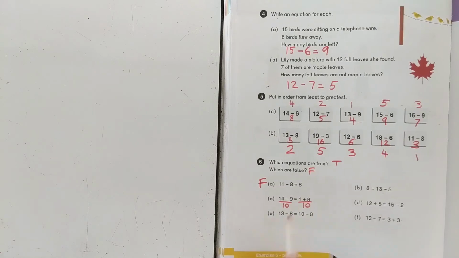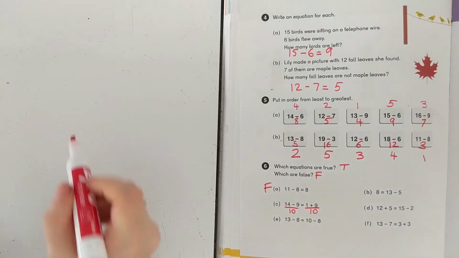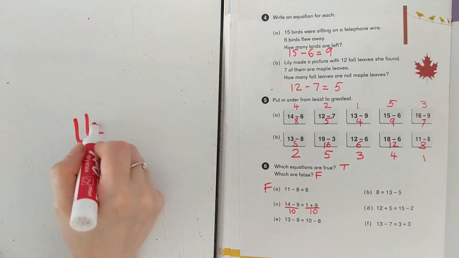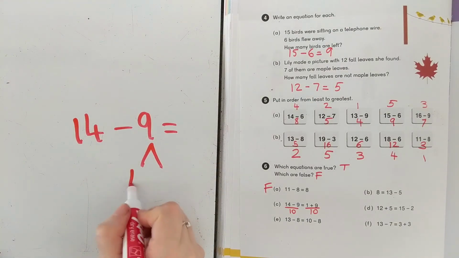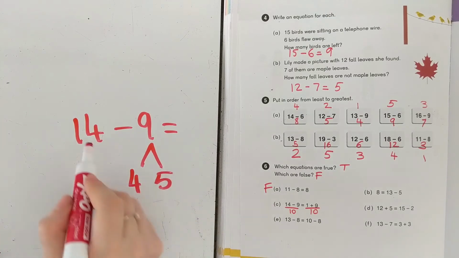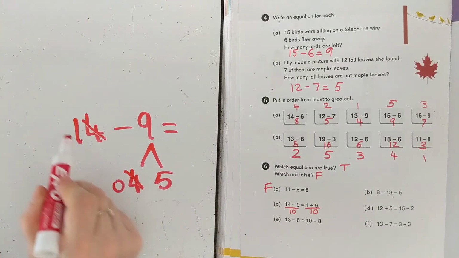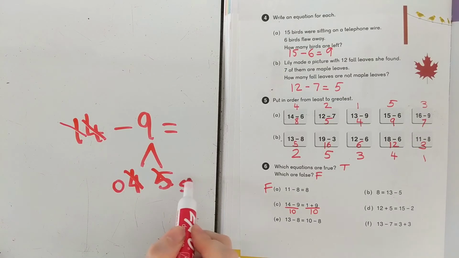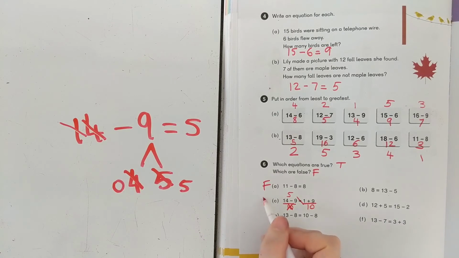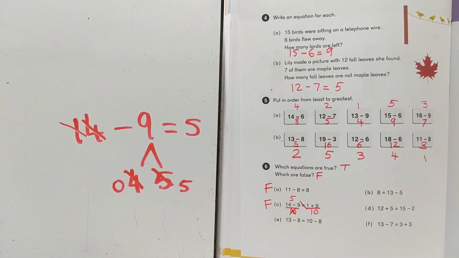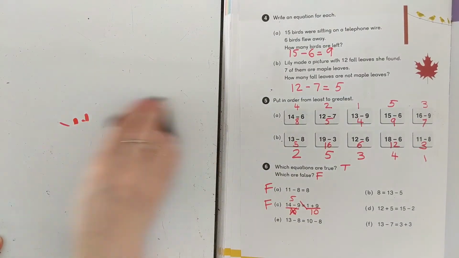Let's try 14 minus 9. Inside of this 9, there is a 4 and a 5. 4 minus 4 is 0. 10 minus 5 is 5. So 14 minus 9 is not 10. It is 5. That means both of these sides are not equal. So this equation is false. So we will write our letter F.